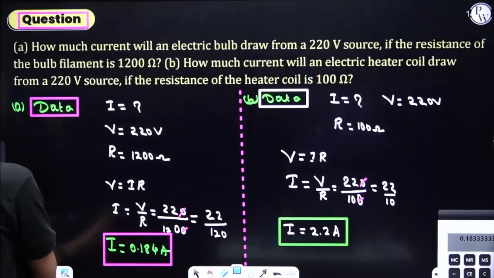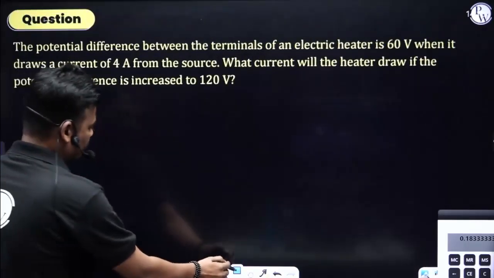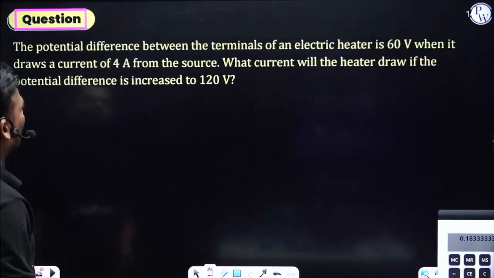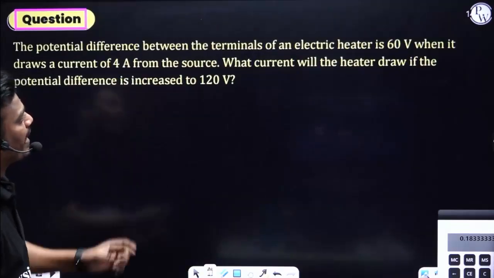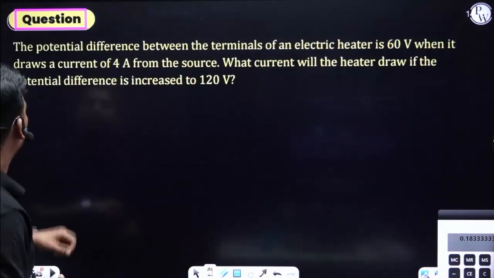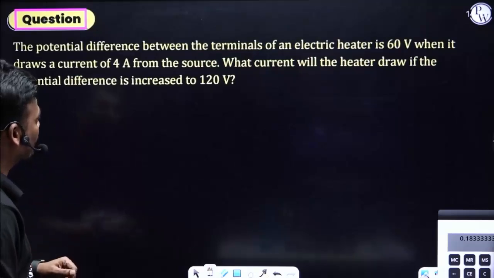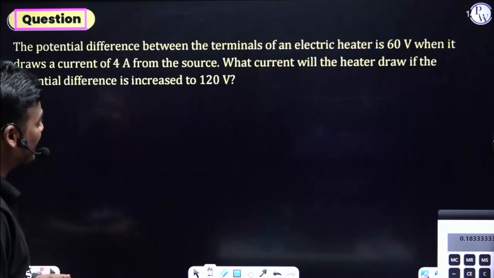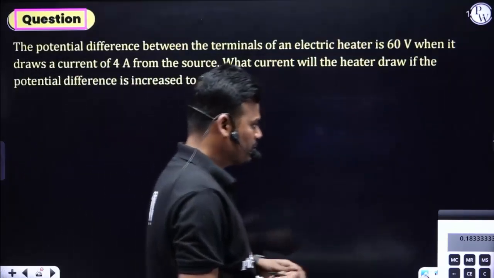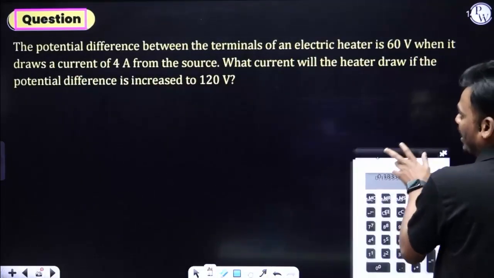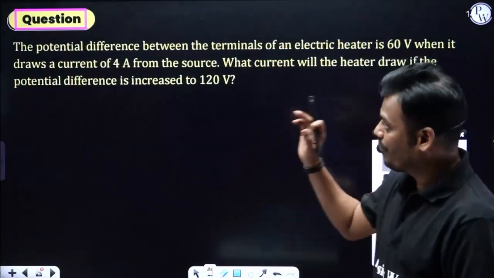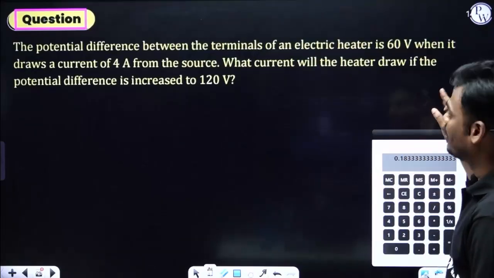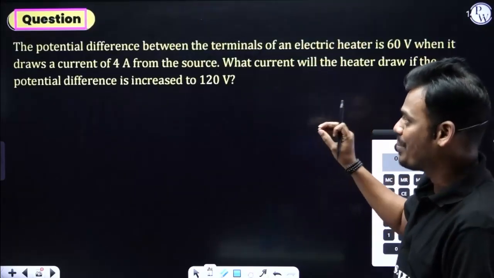Fine. Now let's move on to the next question. The question says the potential difference between the terminals of an electric heater is 60 volt when it draws a current of 4 ampere from the source. What current will the heater draw if the potential difference is increased to 120 volt? Approaching the question is very important. In the first case, the potential difference between the terminals of the electric heater is 60 volt when it draws a current of 4 ampere from the source.